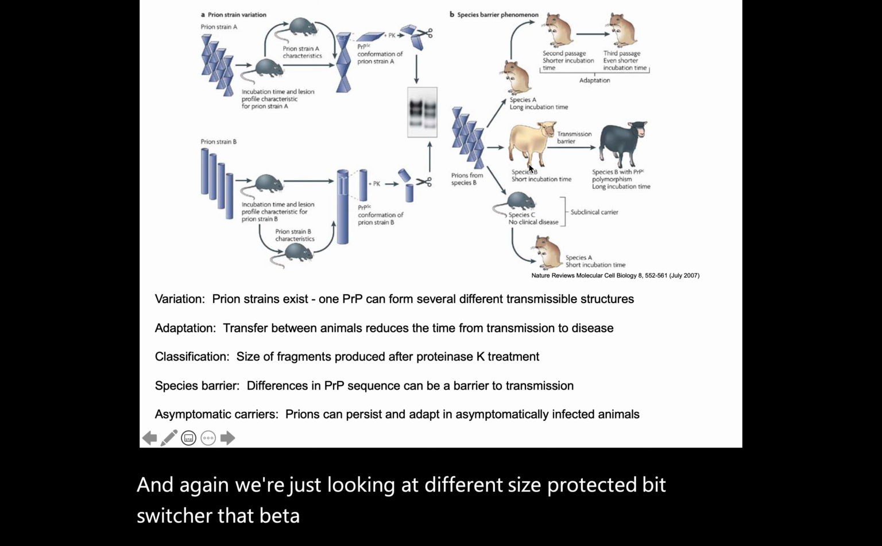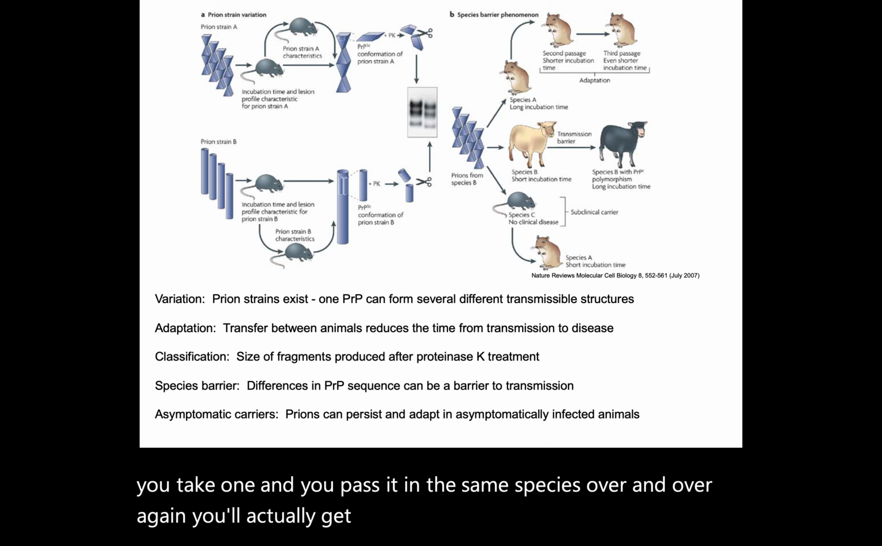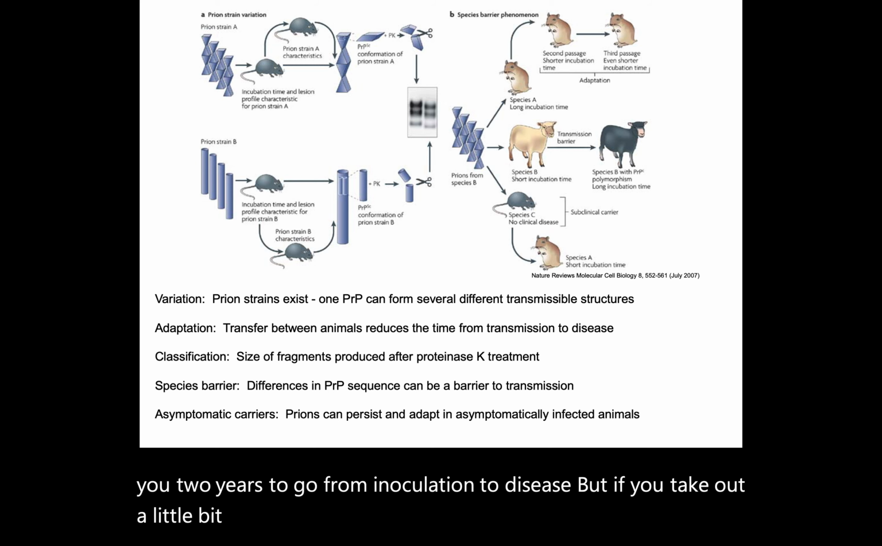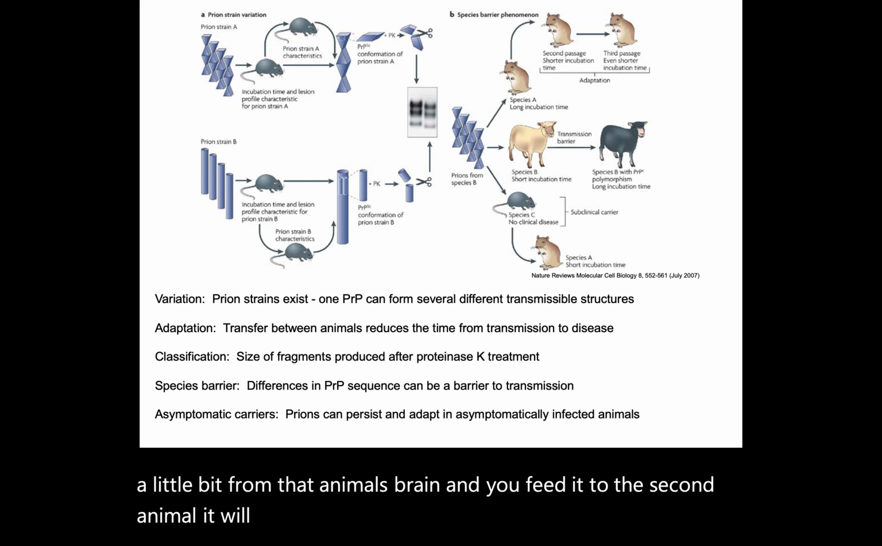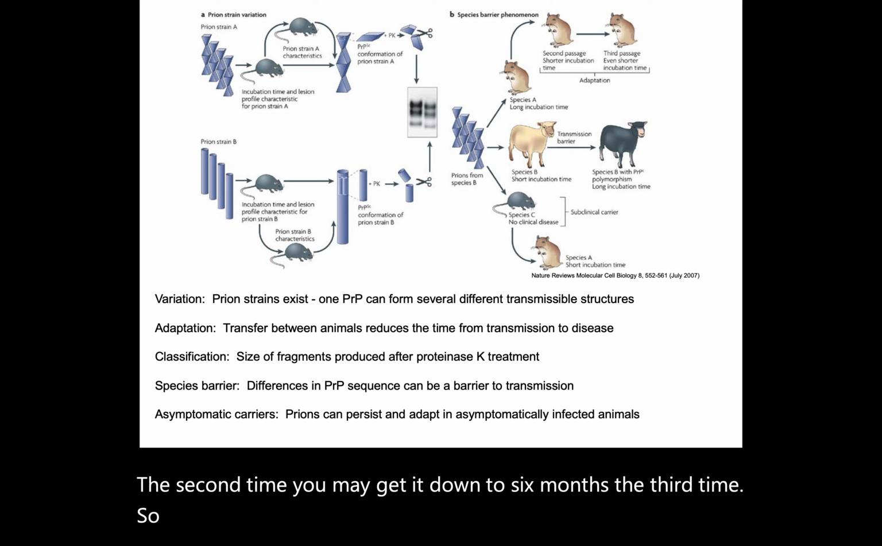The other interesting feature here is that if you take one and you passage it in the same species over and over again, you'll actually get adaptation. So the first time it may take you 2 years to go from inoculation to disease. But if you take out a little bit from that animal's brain and you feed it to the second animal, it will then be shorter time. It may be 1 year the second time. You may get it down to 6 months the third time. So adaptation somehow, in a way that we don't really understand, to different animals.